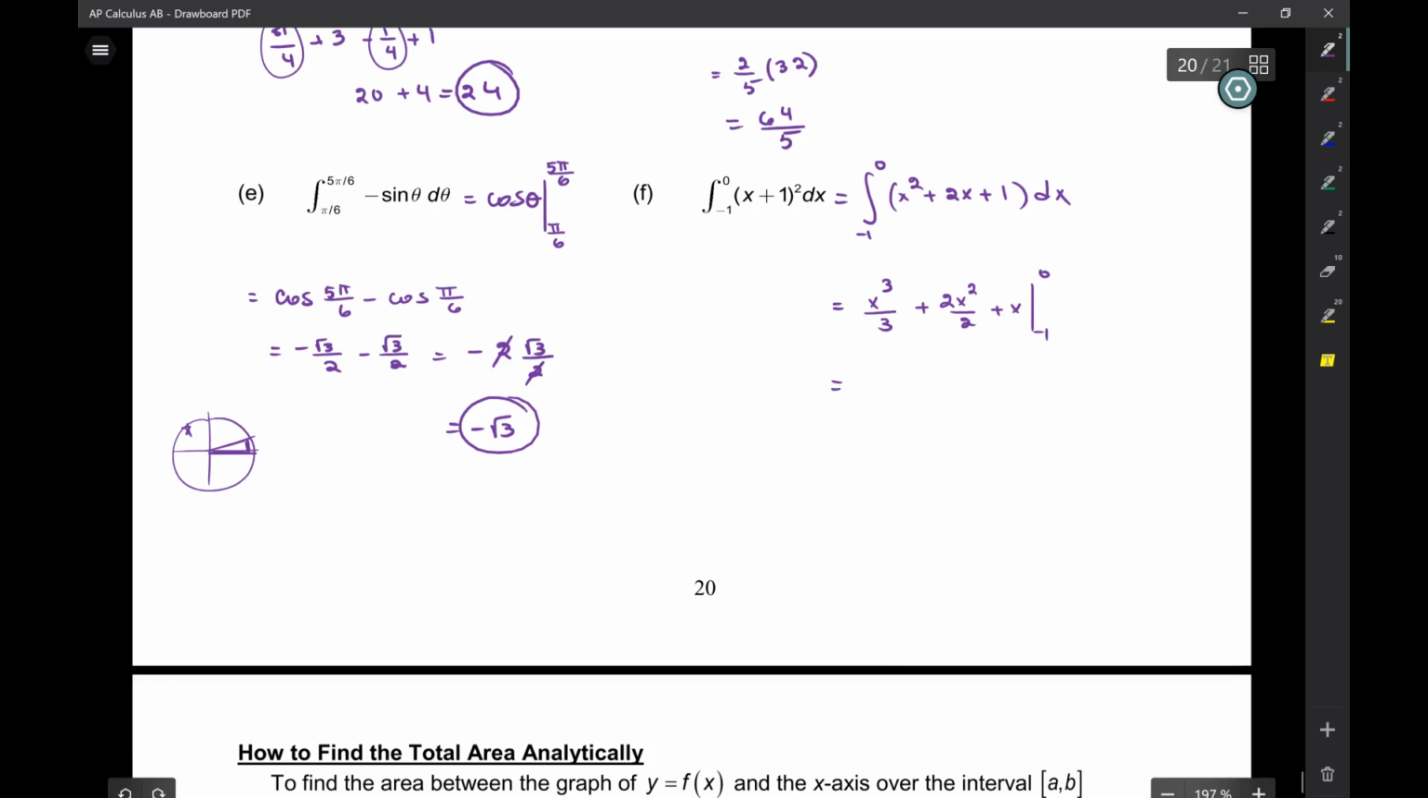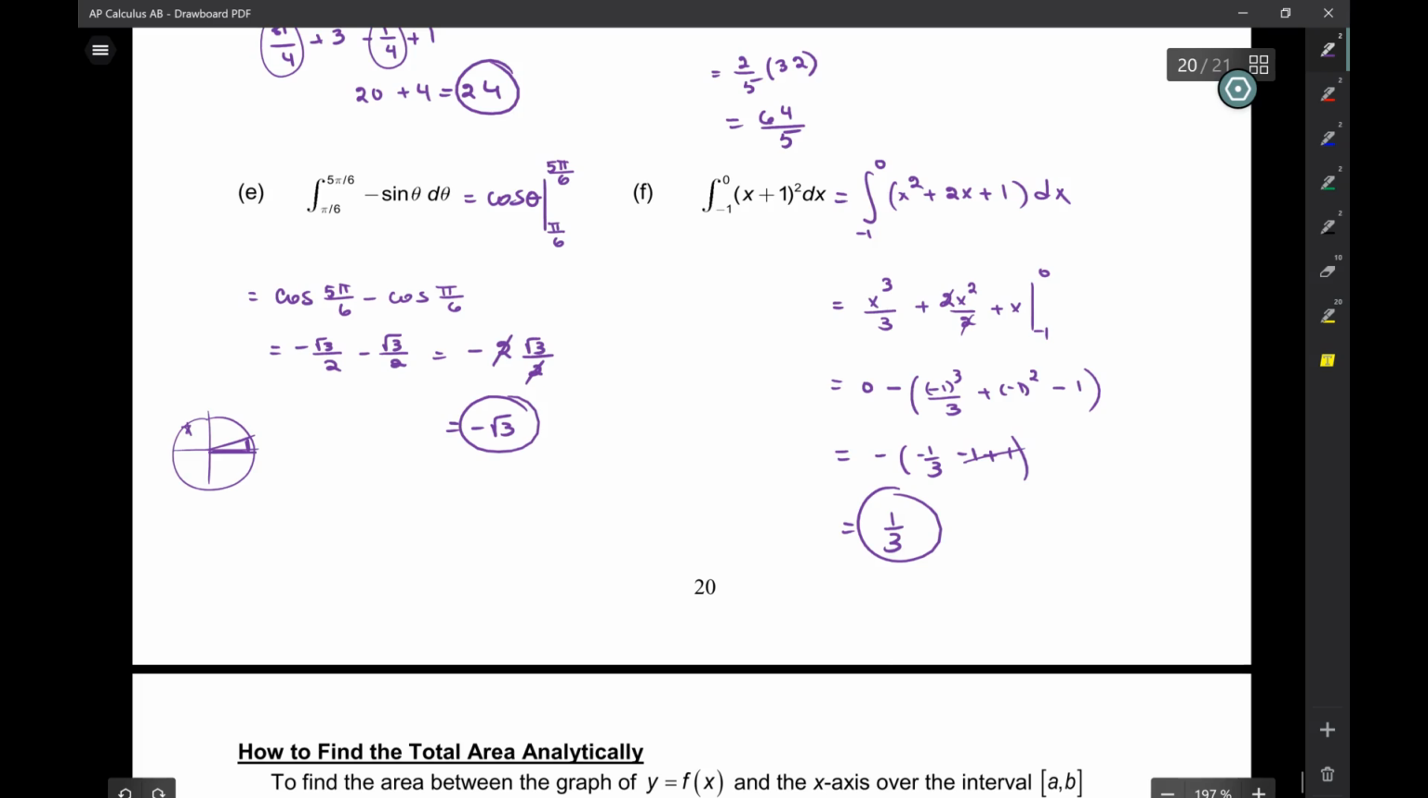All right. So this is just x squared here, right? Okay, so if I plug in the 0, here I get 0 plus 0 plus 0, so that's 0. Minus, now I'm going to plug in the negative 1. So I get negative 1 cubed over 3 plus negative 1 squared minus 1. All right, so what is that? Negative 1 over 3 minus 1 plus 1. 1's go away, 1/3. Who would have thought? E and F, such cute little answers after all that. Okay?